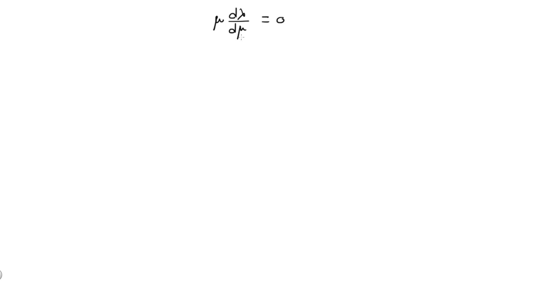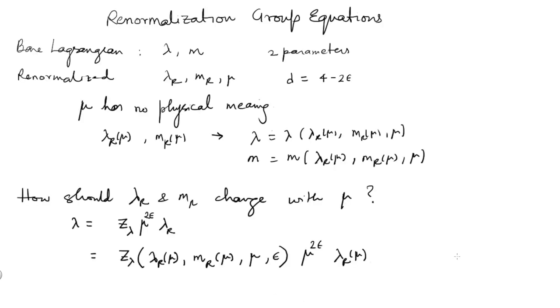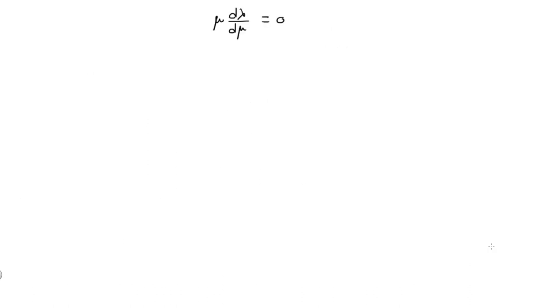Now, what it means for the individual factors. I'll just take the derivative on the right hand side of this equation. So 0 is mu d lambda over d mu. So I'm just differentiating that. Maybe I'll write it here again. The first factor is z, you remember that. So mu dz lambda over d mu, and the other factors were mu to the 2 epsilon and lambda r.